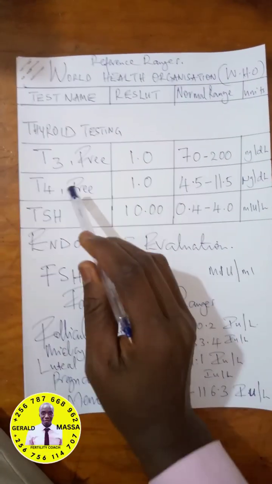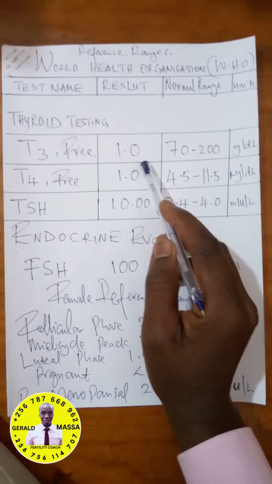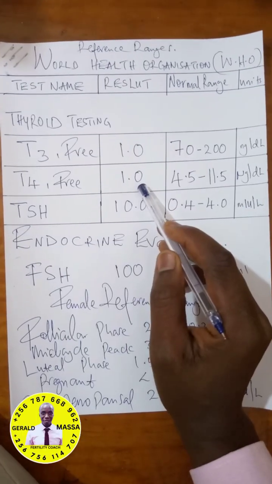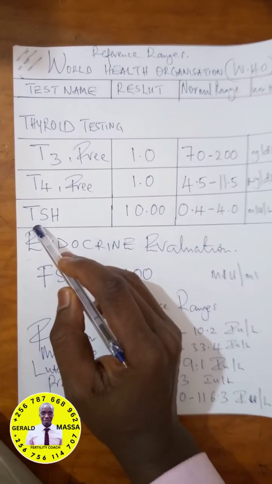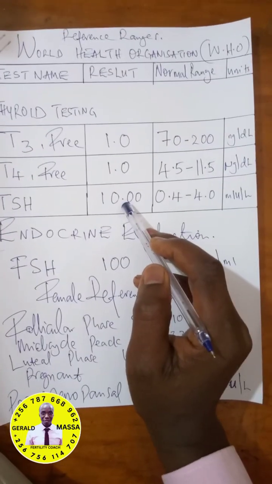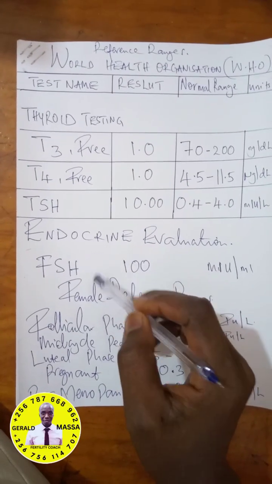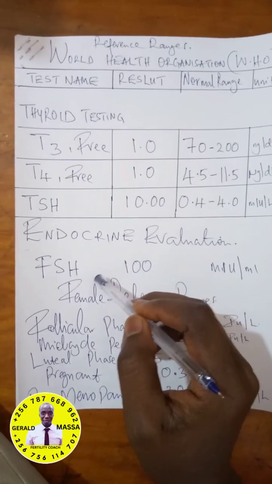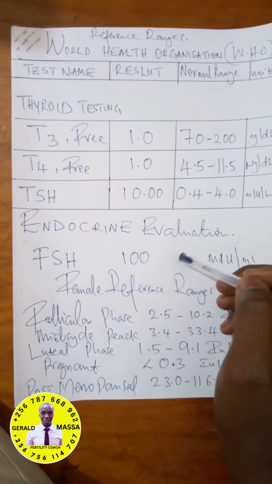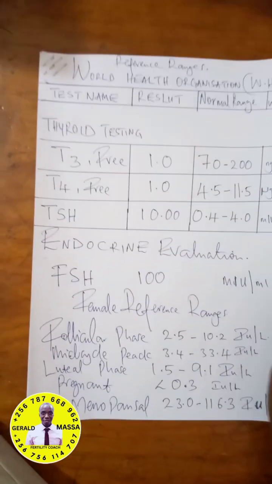So if you have your report and your T3 hormone is 1.0, your T4 hormone is 1.0, your TSH hormone is 10.00, and your endocrine hormone, specifically FSH, is also 100, then you could follow this video.